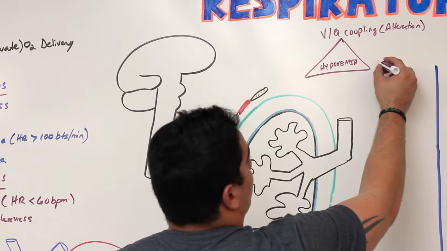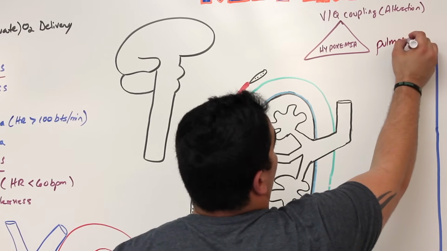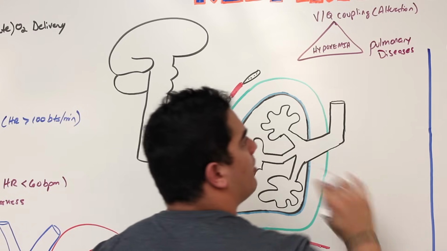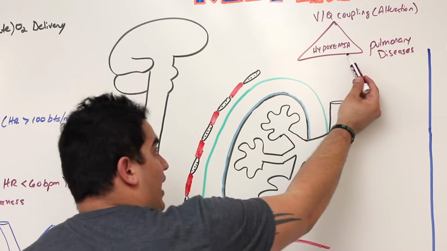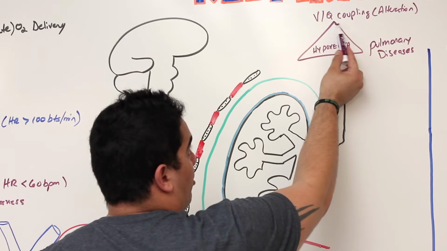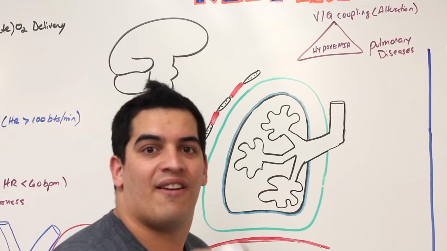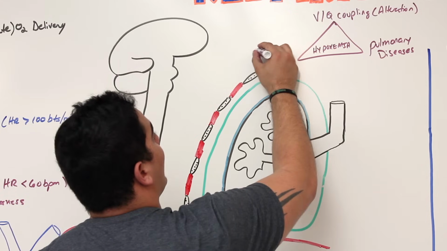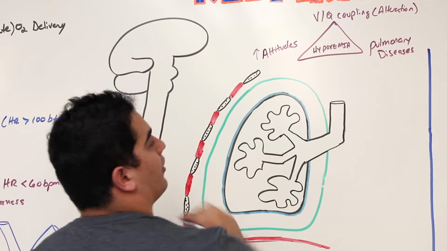Another one is going to be certain types of pulmonary diseases. So certain types of pulmonary diseases, specifically chronic obstructive pulmonary disorders and restrictive pulmonary disorders. And another thing that can actually cause hypoxemia, besides the ventilation perfusion coupling and the pulmonary diseases, any situation in which there is very little oxygen within the atmosphere. And that specific situation is at high altitudes. So when you're at high altitudes.